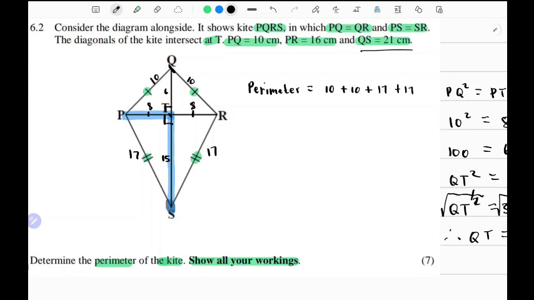One thing to note is that when you find the perimeter, you don't add the sides that are inside, you add the sides that are outside, all the sides. So 2 10s is 20 plus 2 17s is 34. So the perimeter is 54 centimeters. Don't forget units, very important.